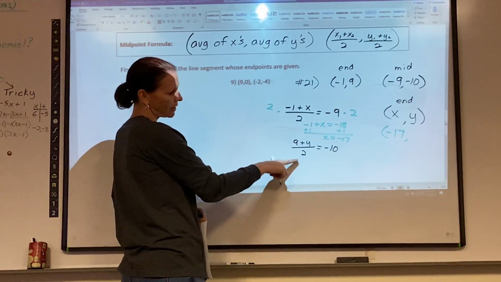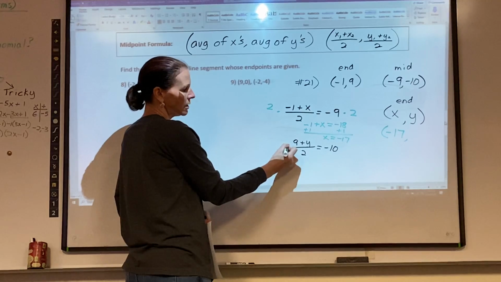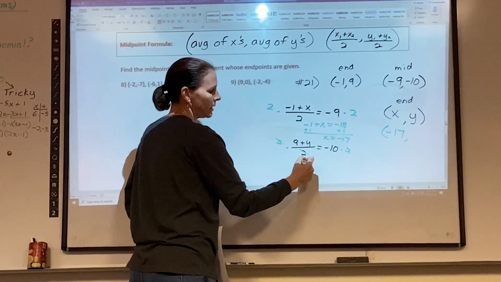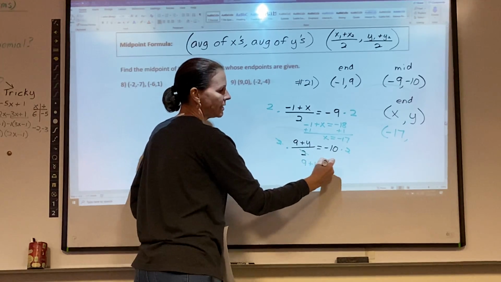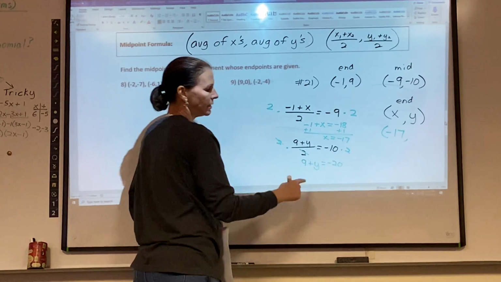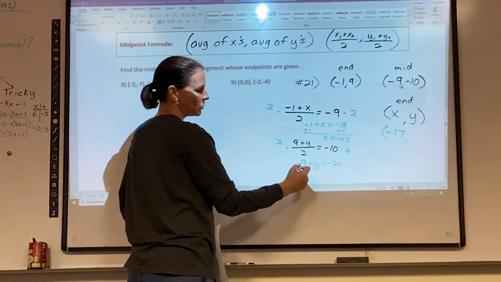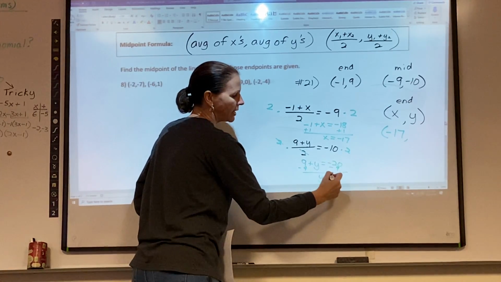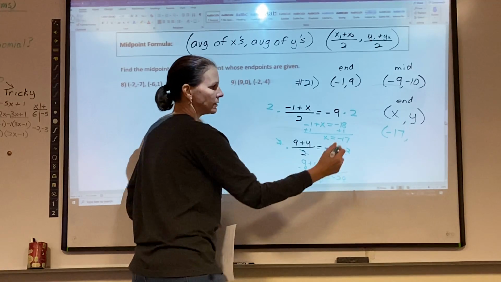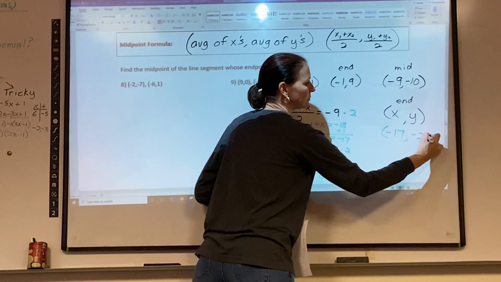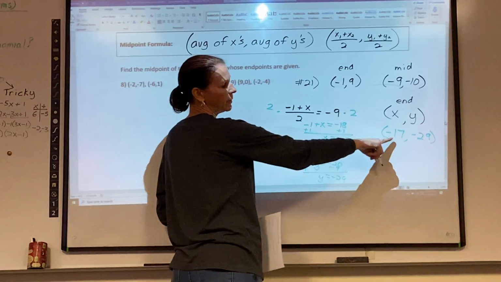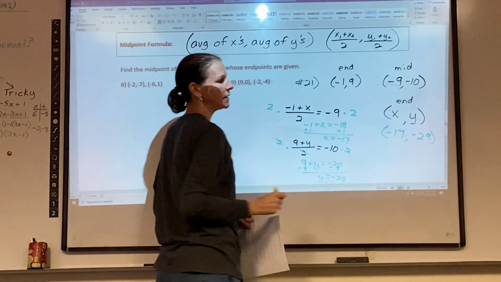Now we have to find the y coordinate. So once again, this entire side's being divided by 2, so we would multiply by 2. So 9 plus y equals negative 20. To get y alone, I'd have to subtract 9. So we get y equals negative 29. So the other endpoint for number 21 would be at negative 17, negative 29.